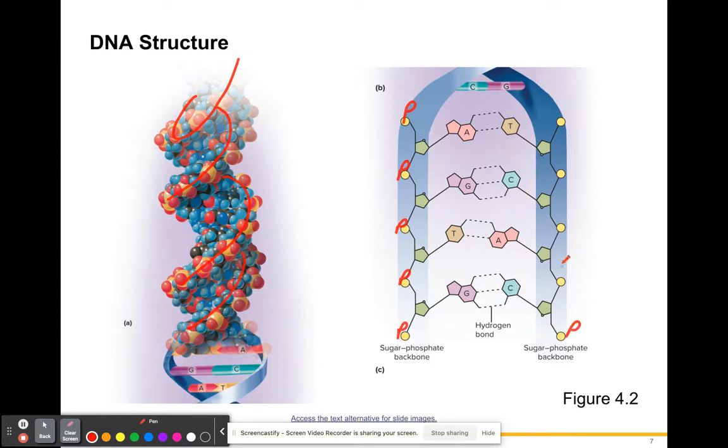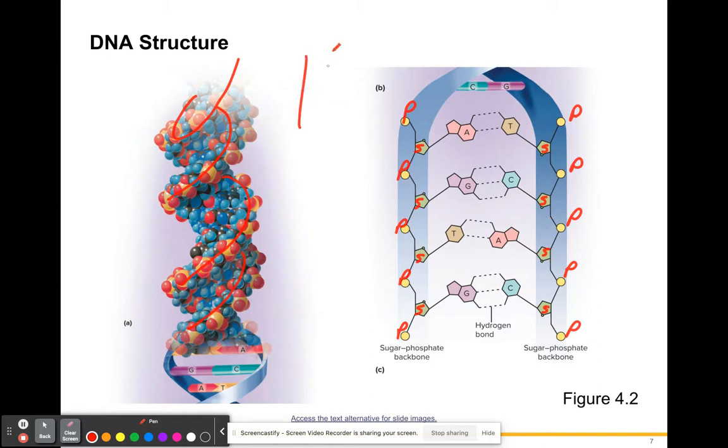And all of these green pentagons are my ribose sugars. I'm going to draw an S for sugar. So all these little pentagons are sugars, and that's what forms the sugar phosphate backbone. Sugar phosphate, get it? Sugar phosphate, sugar phosphate, sugar phosphate, sugar phosphate on both sides.